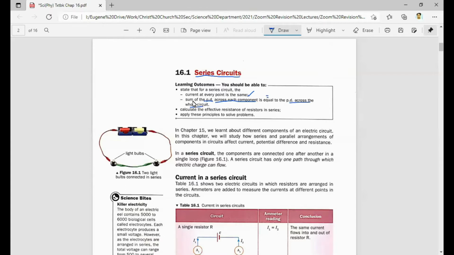So every single component, you add all the voltage. PD represents voltage. So you add all the voltage across each component, and it equals the PD across the whole circuit. Next, we're going to learn how to calculate the effective resistance of resistors in series. And last, we're going to apply the principles. So the first part covers I, the second part covers V, the third part covers R. Then we're going to use these three to learn how to solve problems.